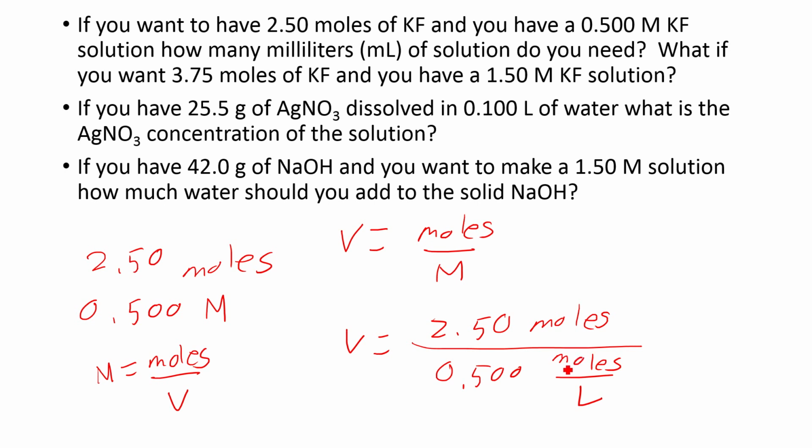And remember, if we've got a complex fraction, the numerator down here is going to cancel the one up here. And when we divide by 1 over L, it reverses it just to L. So from here, we get that we would have 5.00 liters. That's how much we're going to need to get the number of moles we want.